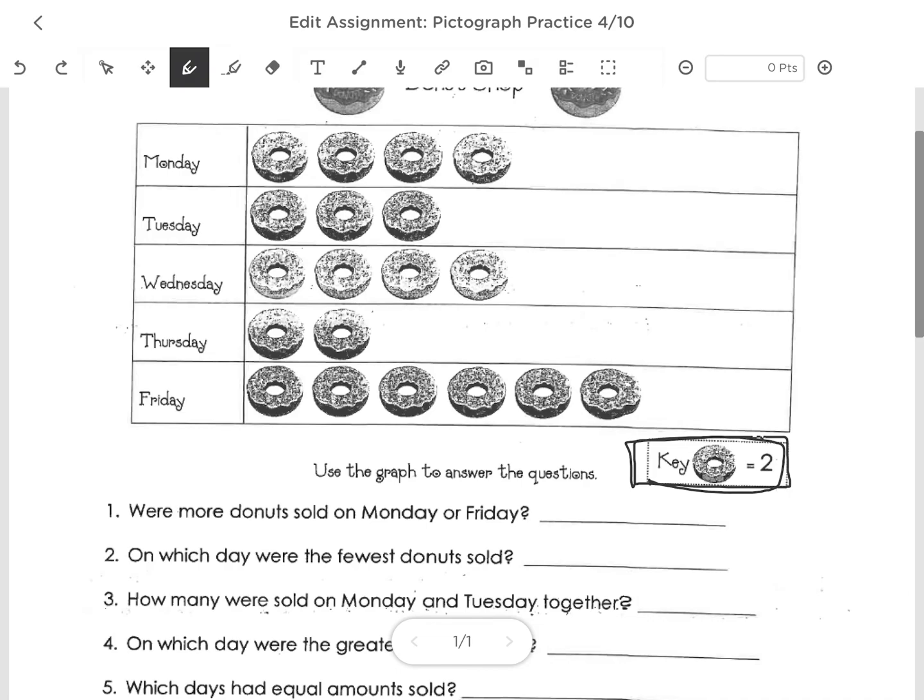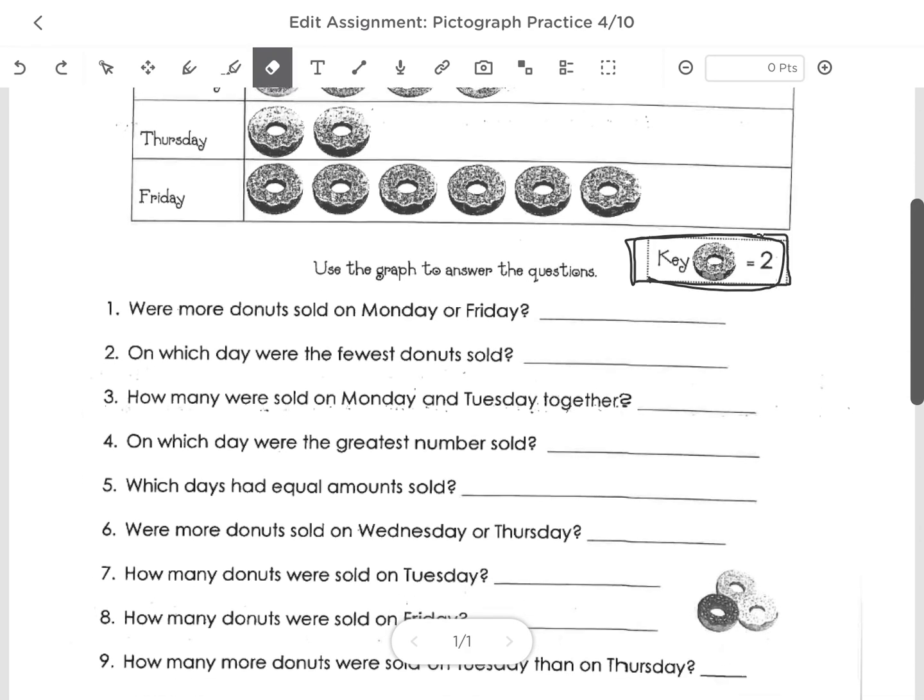Now it doesn't show it on this one, but I want you to pay attention to this for future reference. If I saw a half of a donut, I only had half of one. That would mean that that half equals 1, because half of 2 equals 1. So at any point you see a half of an item in a pictograph, you have to look at what the key is and do half of that number.